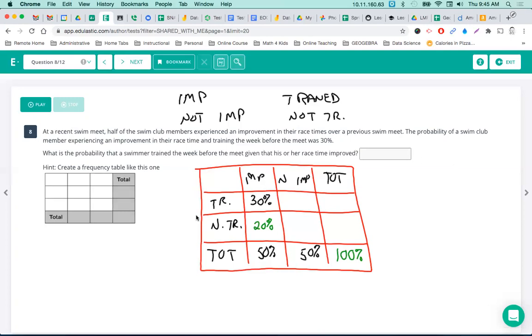Now we want the probability someone trained the week before the meet, given that their race time improved. Race time improved and training, so it'll be 30% out of the 50. So you have 30 out of 50, which is going to be 60%. That's why it's going to be a higher percent, because we're focusing on the condition that the race time improved. But again, I wanted to show you how, even if you're only given certain parts of it, you can fill out some more of the table. And even though they don't give you a table, you can make your own table.